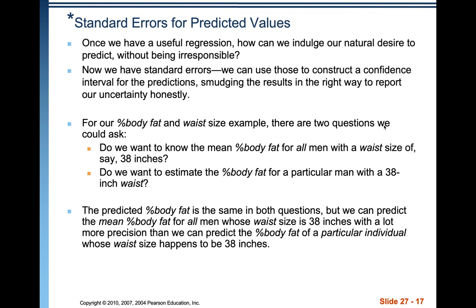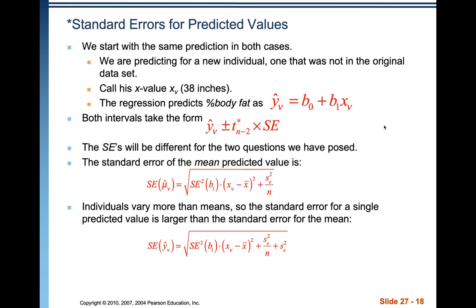For our percent body fat and waist size example, there are two questions we could ask. Do you want to know the mean percent body fat for all men with a waist size of, say, 38 inches? Or do you want to estimate the percent body fat for a particular man with a 38-inch waist? The predicted percent body fat is the same in both questions, but we can predict the mean percent body fat for all men whose waist size is 38 inches with a lot more precision than we can predict the percent body fat of a particular individual whose waist size happens to be 38 inches.